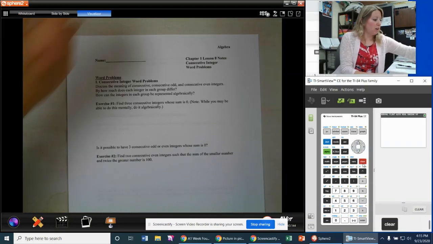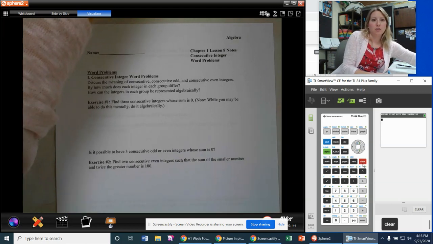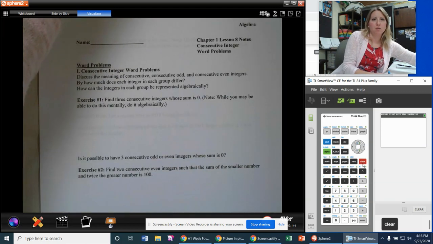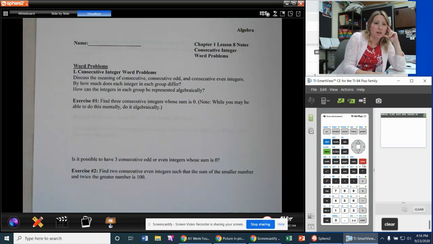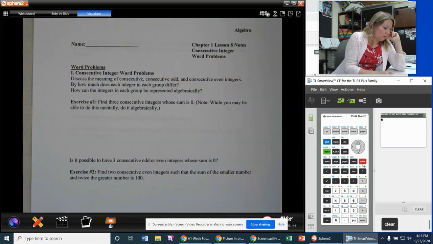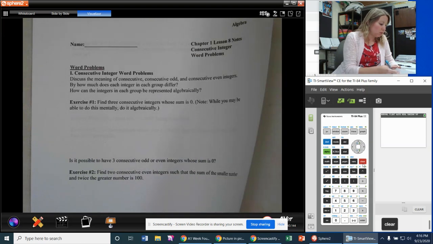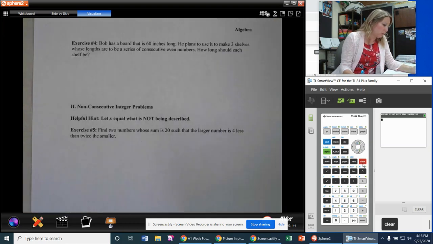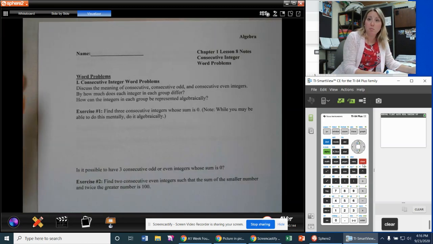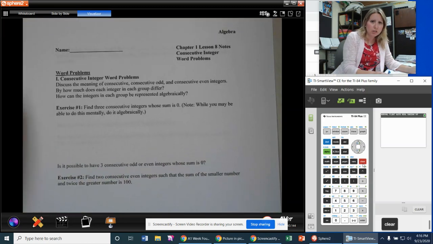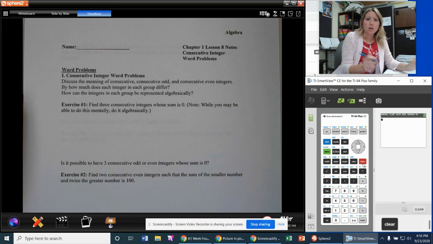We're almost there at the end. Let's take a look at some word problems in these last two lessons. So we're going to focus in today on consecutive integer word problems. So probably need to know what consecutive integers are, and then just basic number word problems. So that's the real focus today.